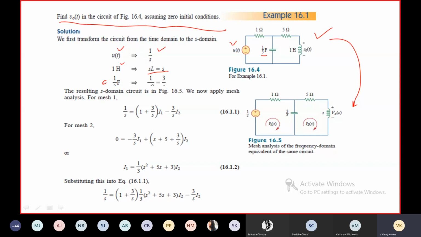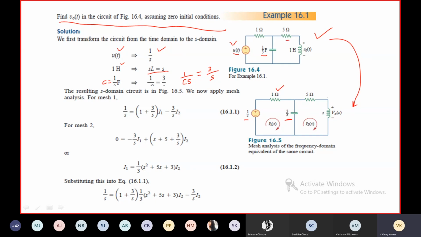C is given. C is equal to 1 by 3 farad. Then what is this? 1 by CS, right? 1 by CS means 3 by S. This is in S domain. So U of t means 1 by S. Resistance doesn't change. R means in time domain it is R only. S domain it is R only. Okay, capacitance 1 by 3 farads means 3 by S.